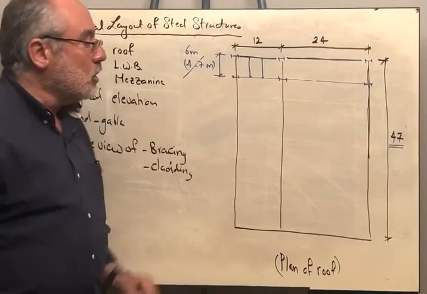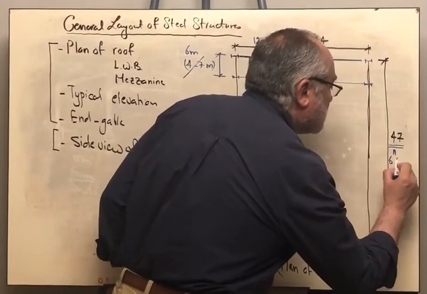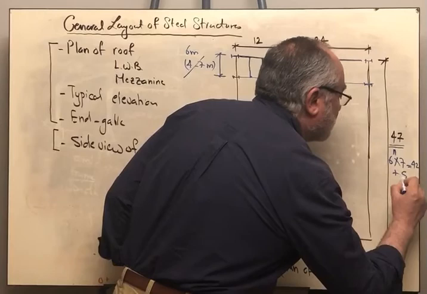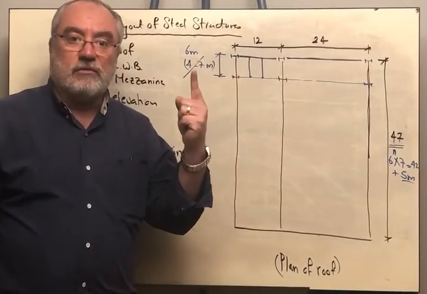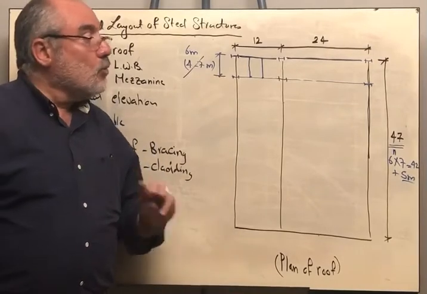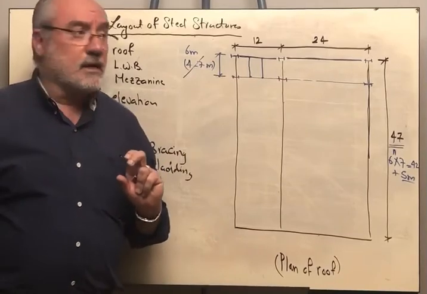No problem. So we can think of the 47. The 47 is 6 by 7, which is 42, plus 5. This means that I will have one bay to be 5 meters and the rest of the bays to be 6 meters. No problem. Where do we put this 5 meter in coordination with the architect?